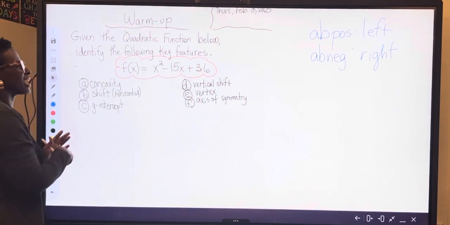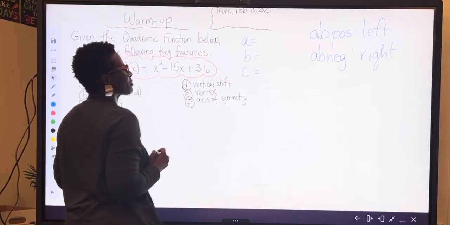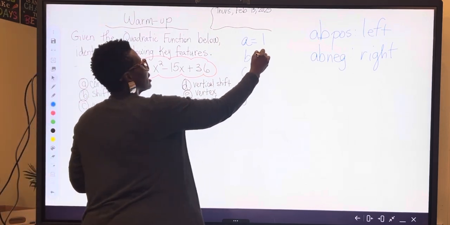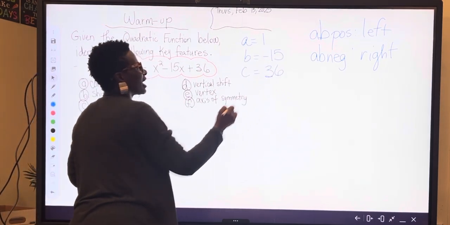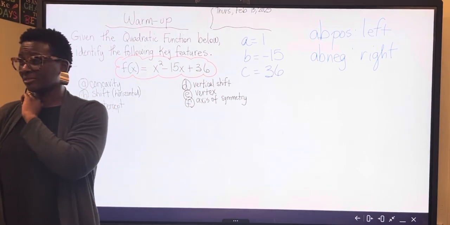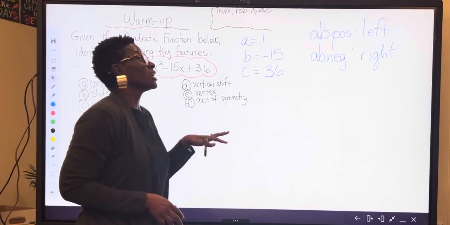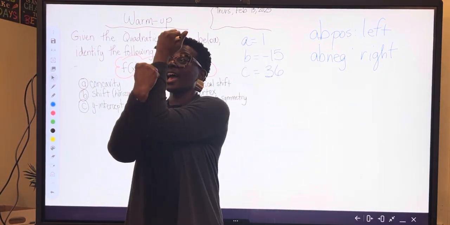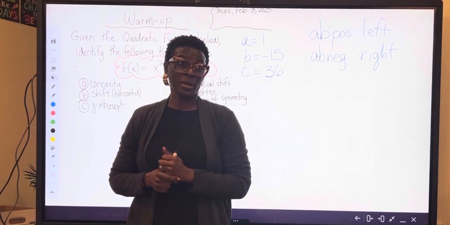Now, if we look at this, give me my a, b, and c for this function. What's my a? 1. What's my b? Negative 15. What's my c? Positive 36. Now, if I do a times b, will I get a positive or a negative? Negative. So what does that tell me about this function? Shift to the right. It shifted to the what? Right. So I know when I see this vertex, it should be to the right of the y-axis. Are y'all with me? Yes.